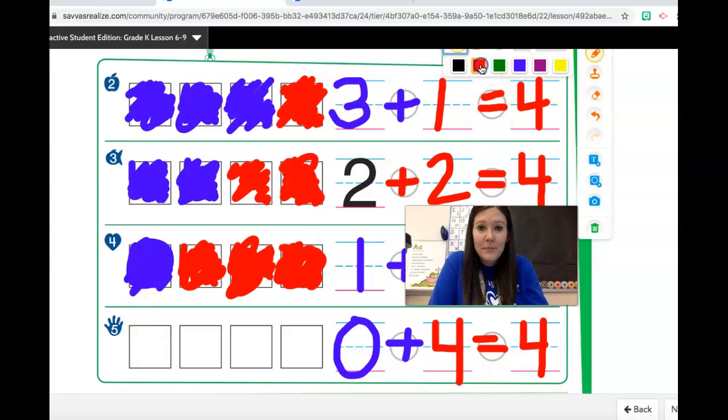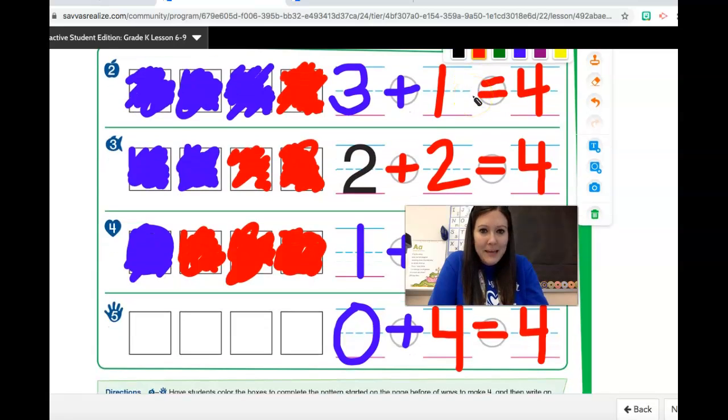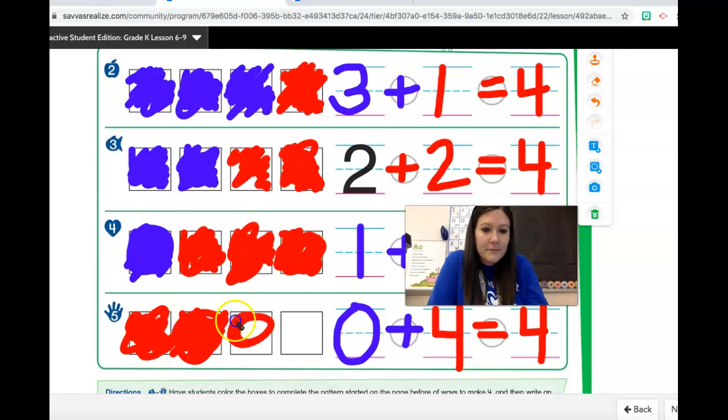Get your red crayon. What will the red part be? 1 red, 2 reds, 3 reds, 4 reds. Color them red. Very good. 0 plus 4 equals 4. Look at all of these different ways we showed 4. Patterns in math are so much fun.